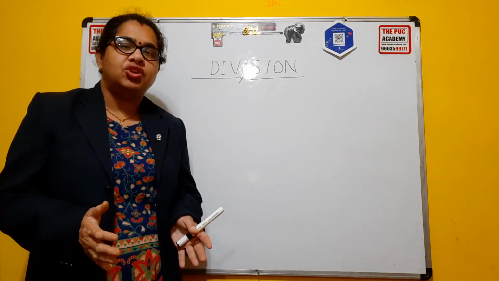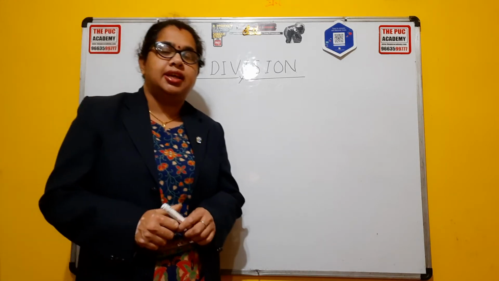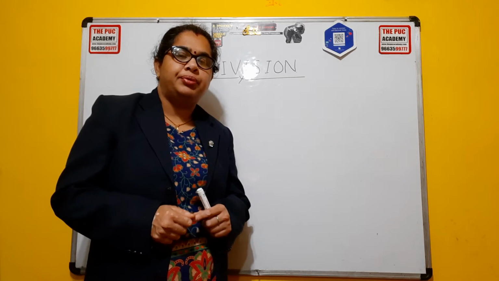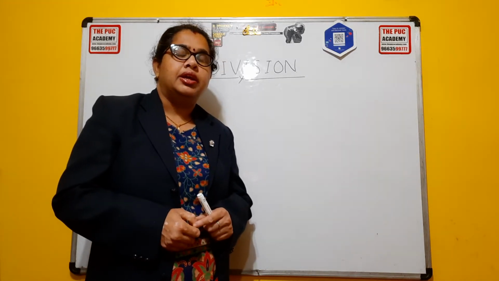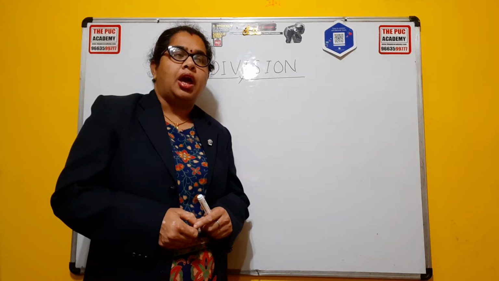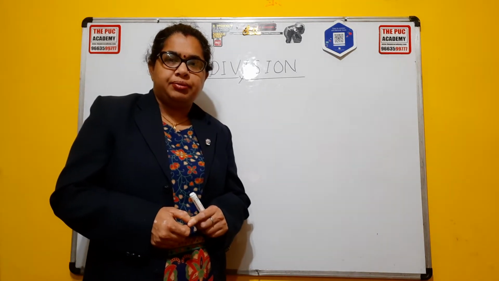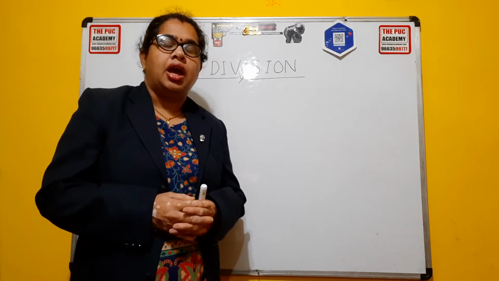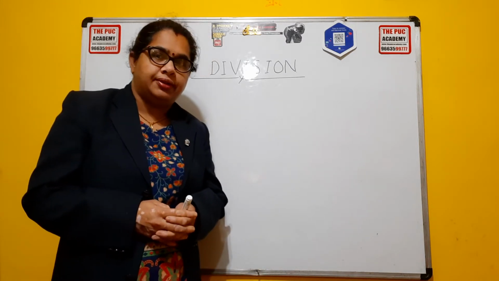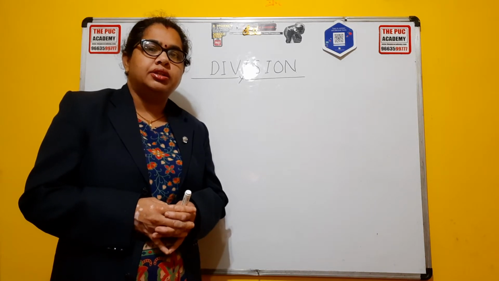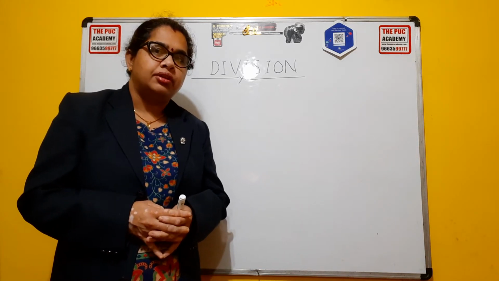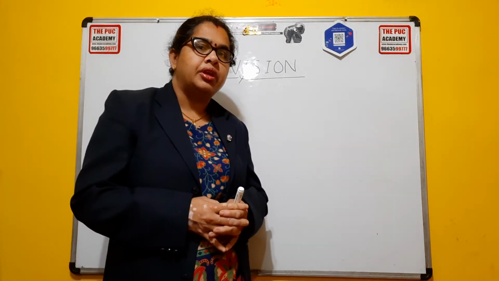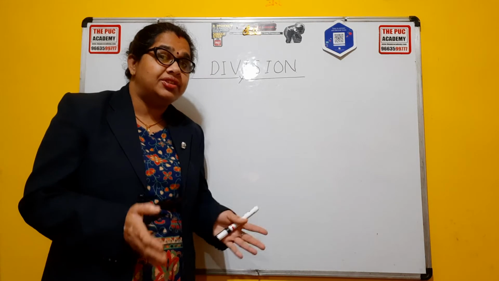So what is division, children? Division is kind of a repeated subtraction. Okay, it's a repeated subtraction. And division means when you have some group of numbers and you have to divide them equally. That is called division. So we are dividing some group of numbers into equal parts. That is called division.